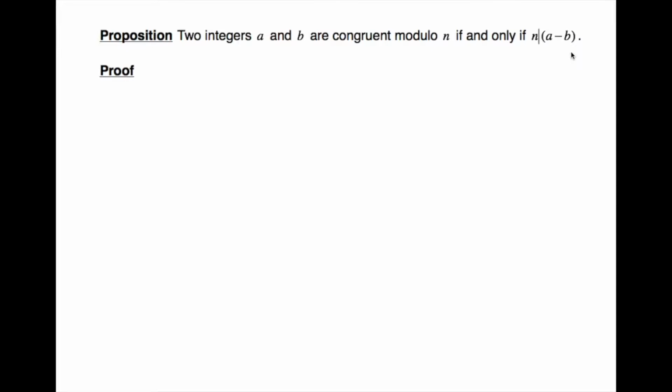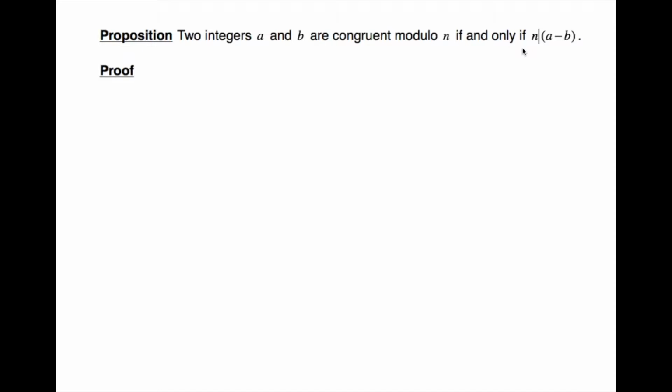So definitions, whether we see it or not, are almost always biconditional statements. Two integers a and b are congruent modulo n if and only if n divides a minus b. Even though we never write definitions with if and only if, we talked about that in a previous section, we should. It's just redundant and a bit clumsy, so we don't. But this is the way we should understand definitions.